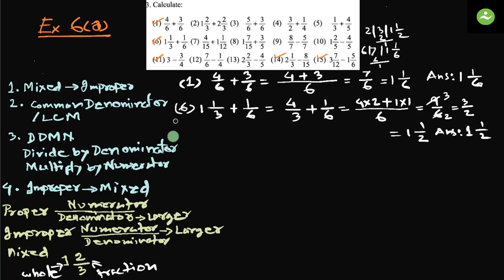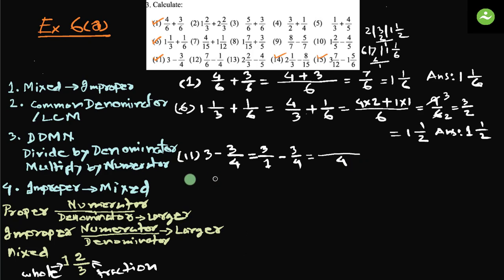Now number 11. 3 minus 3/4. You can say 3 minus 3 over 4, or you can say 3 minus 3/4, whatever, equals to. Now what you do, this is a whole number. Yes, you have to change it to fraction. How? A whole number means 3 over 1 minus 3 over 4. Now what is the common denominator? 4.